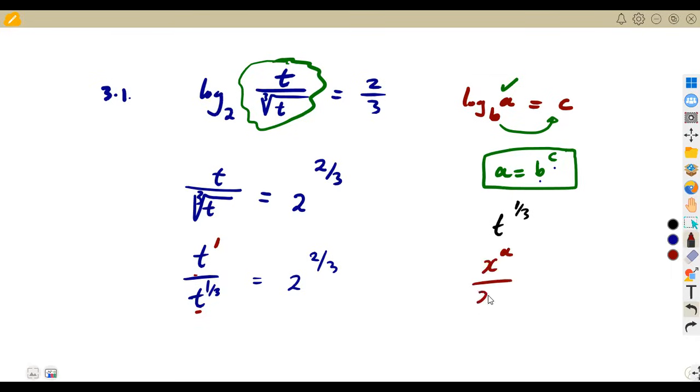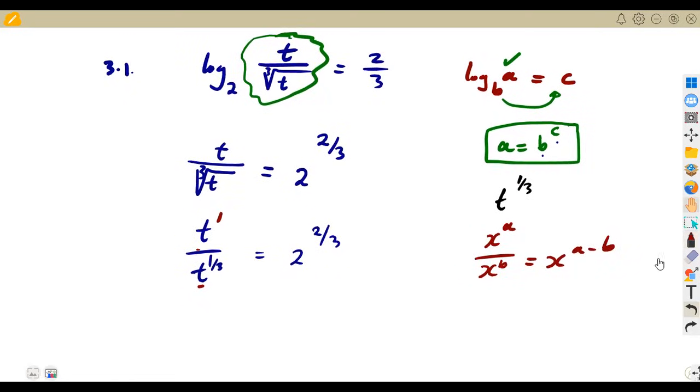x to the exponent of a over x to the exponent of b gives us x to the exponent of a minus b in this case. So that means we are going to have this as t to the exponent of 1 minus a third. We are supposed to subtract 1 minus a third, which is going to give us 2/3 in this case. And that's 2 to the exponent of 2/3.